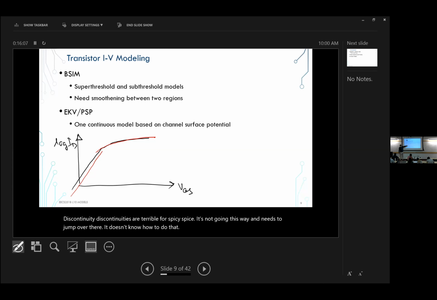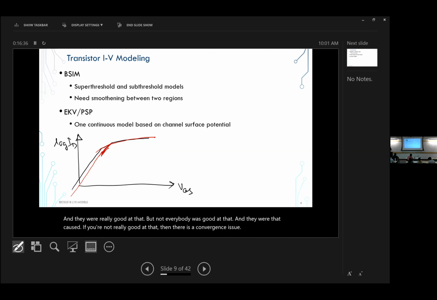So what do we do? What do the device modelers do? They smoothen it out. They blend it out over here to make things match. They were really good at that, but not everybody was good at that, and if you're not really good at that, then there is a convergence issue.